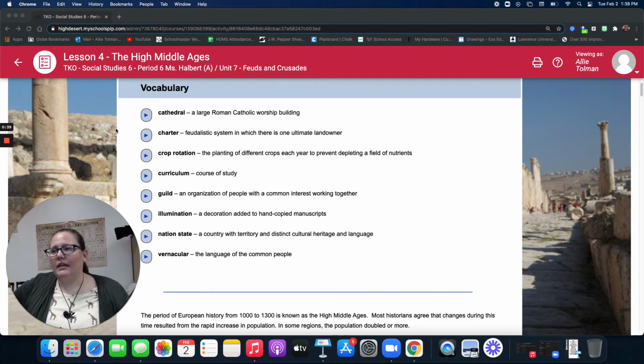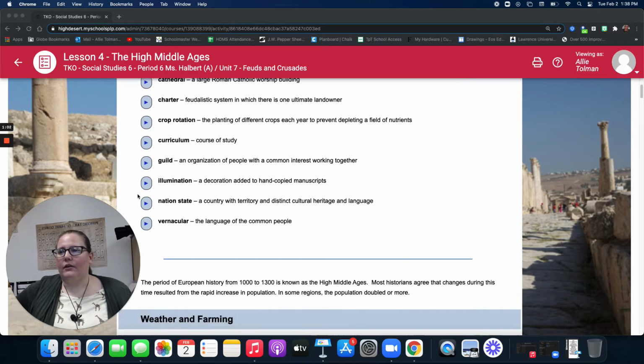It starts with cathedral. It's a large Roman Catholic worship building. Charter is a feudalistic system in which there is one ultimate landowner. Crop rotation. It's the planting of different crops each year to prevent the depleting of a field of its nutrients. Curriculum, it's a course of study. A guild is an organization of people with common interest working together.